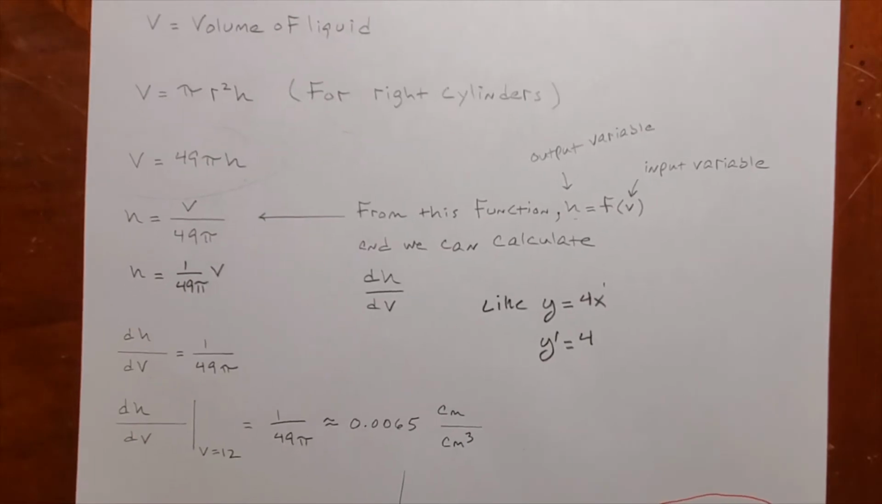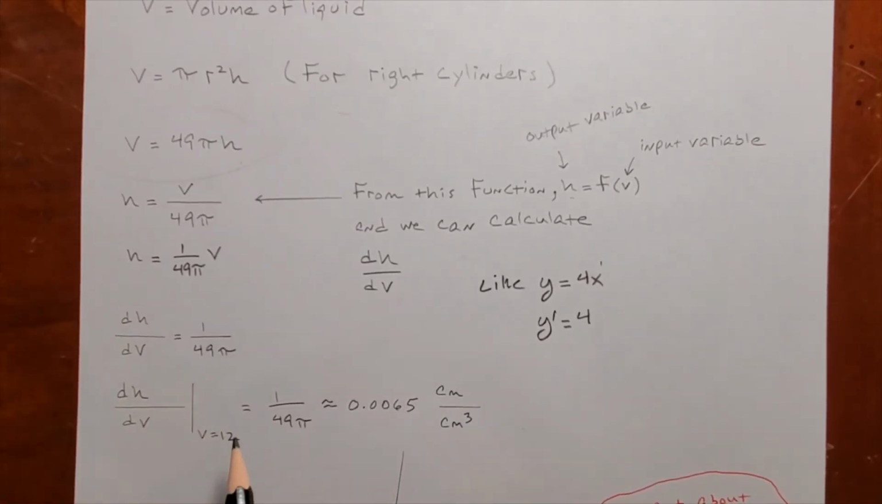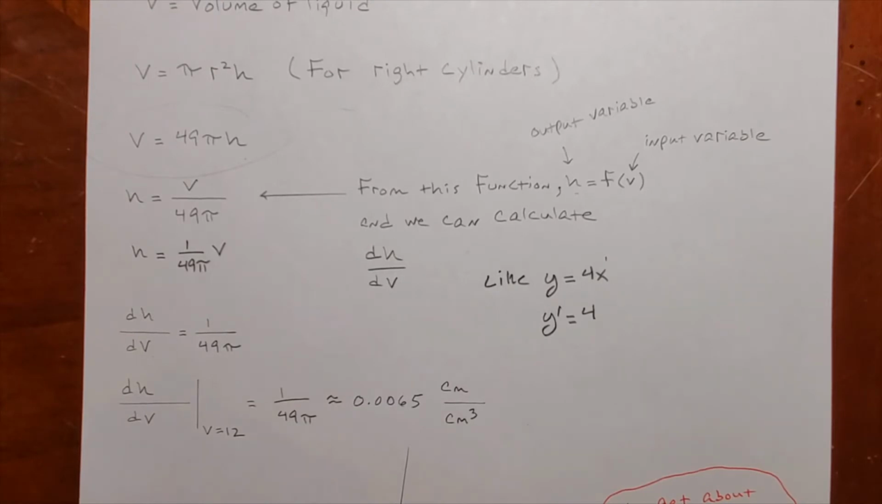Okay, and notice here that if you say what's the derivative when v is equal to 12, there's nowhere to put 12. That derivative is actually a constant. So it's not like I plug 12 in somewhere, because there isn't anywhere to plug it in. So it will be 1 over 49 pi, which if you calculate is 0.0065.